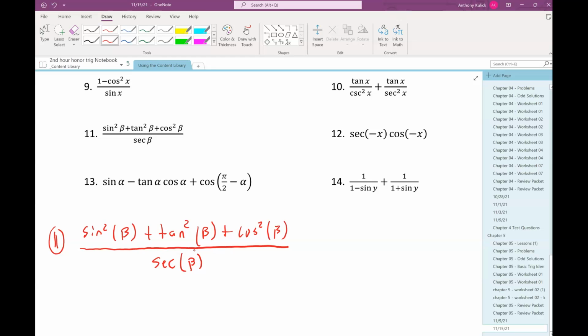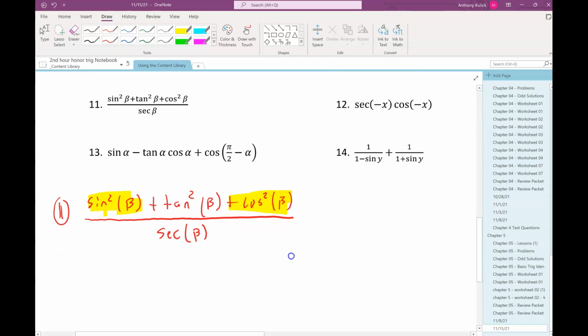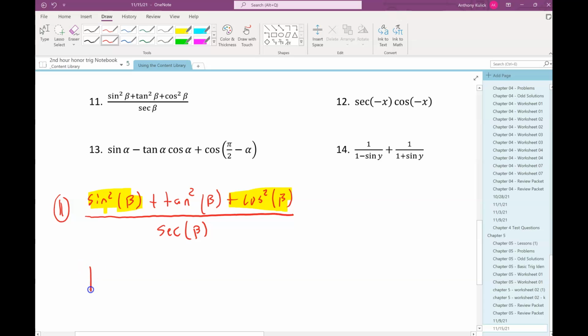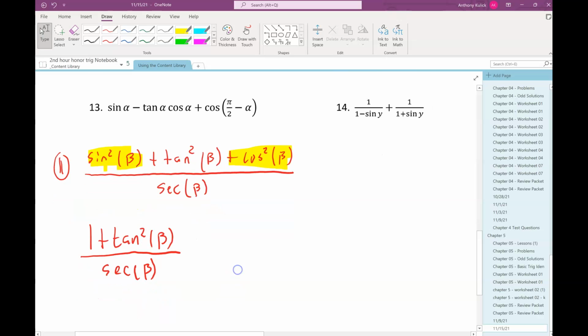So what I'm going to do now is move on and look for an identity to use. I notice that I have a sine squared plus a cosine squared in the numerator. So I'm going to use the first Pythagorean identity that says sine squared plus cosine squared is equal to 1. Okay with that, Josh? Okay.